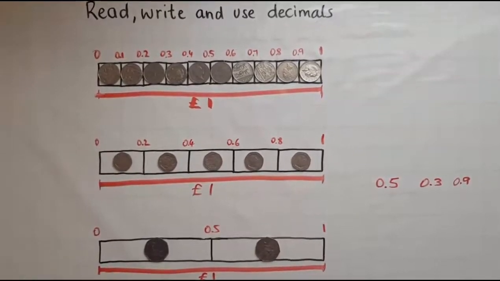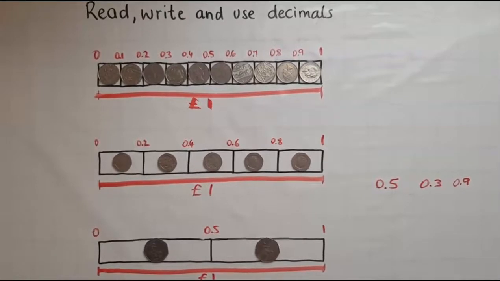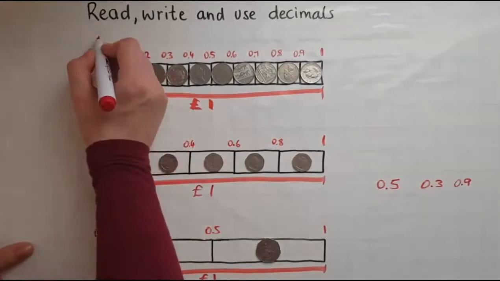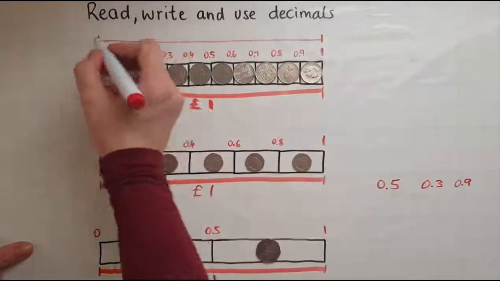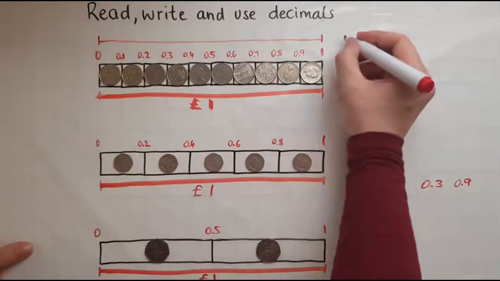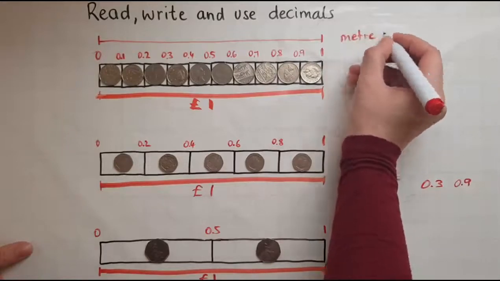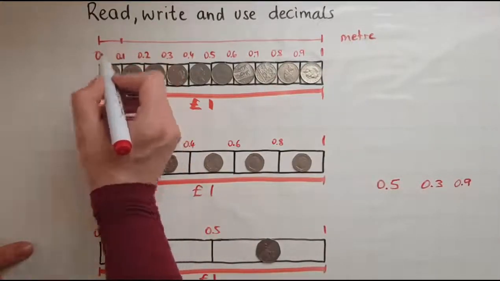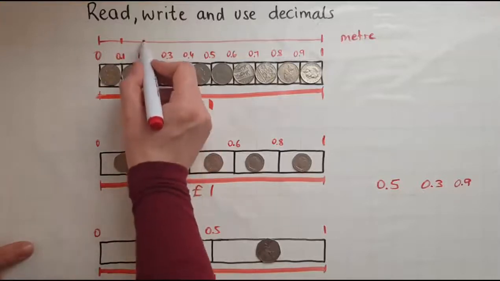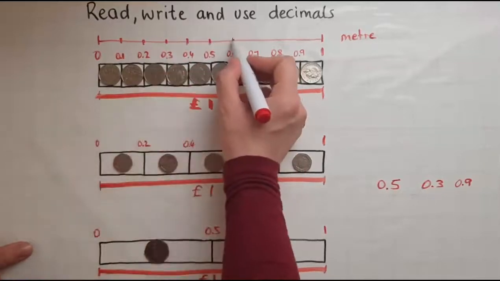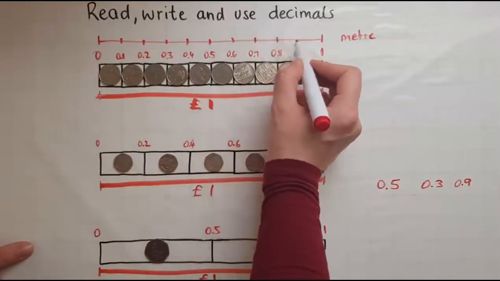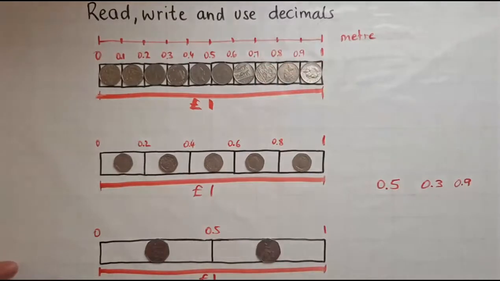When else do we use decimals? We use them, as I said before, when it comes to meters. So if this length represents 1 meter, so that's 0 and that's 1 meter, so I'll write meter. Then up to this point would be 0.1 parts of a meter, 0.2, 0.3, 0.4, 0.5 or half of it, 0.6, 0.7, 0.8, 0.9 parts of a meter.